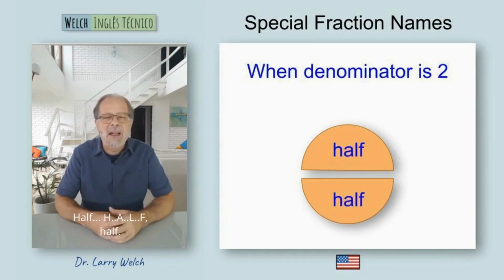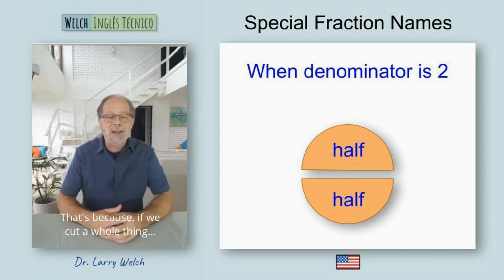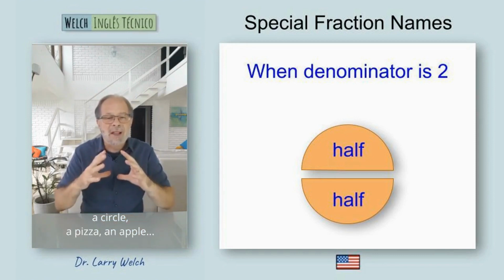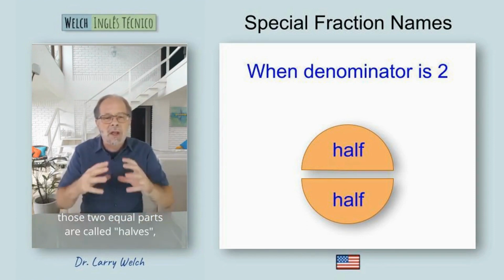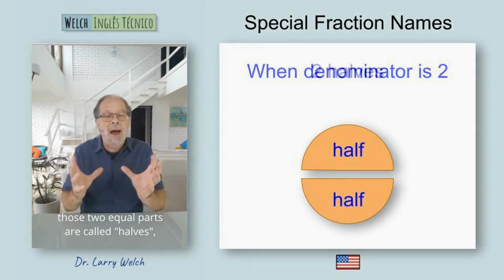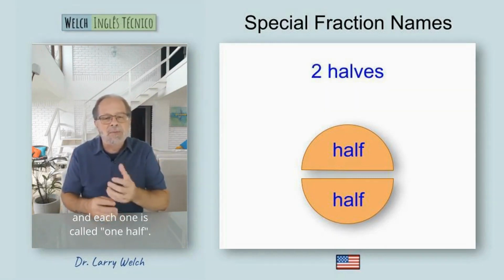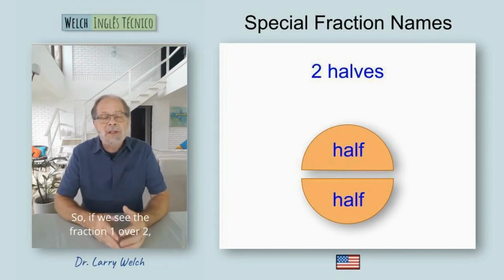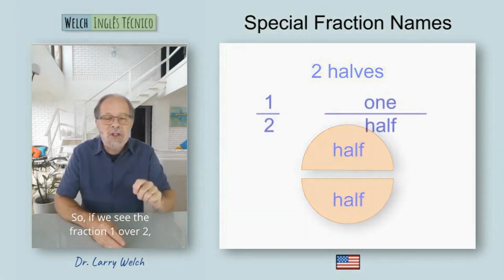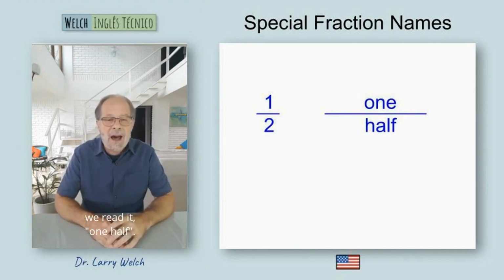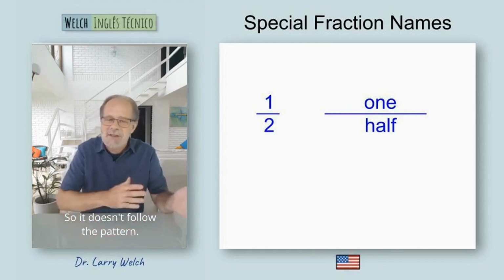Half, H-A-L-F, half. That's because if we cut a whole thing, a circle, a pizza, an apple, into 2 equal parts, those 2 equal parts are called halves, and each one is called one half. So, if we see the fraction 1 over 2, we read it one half. We don't read it one second.